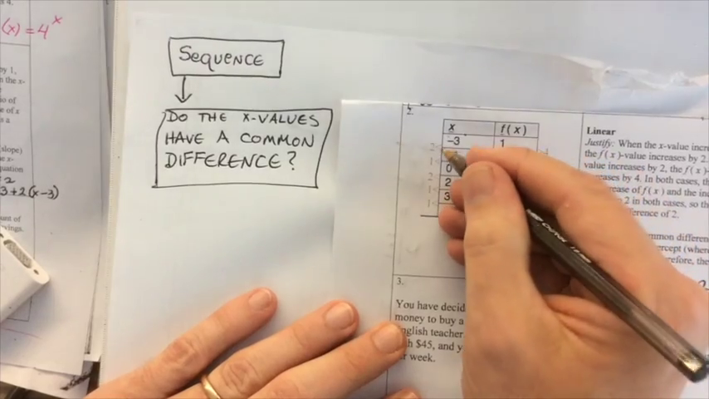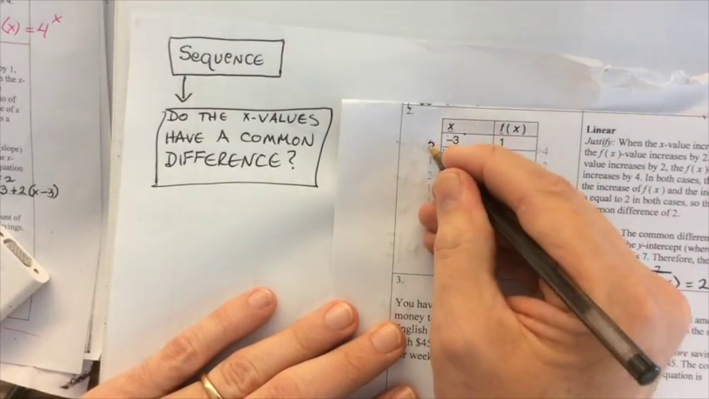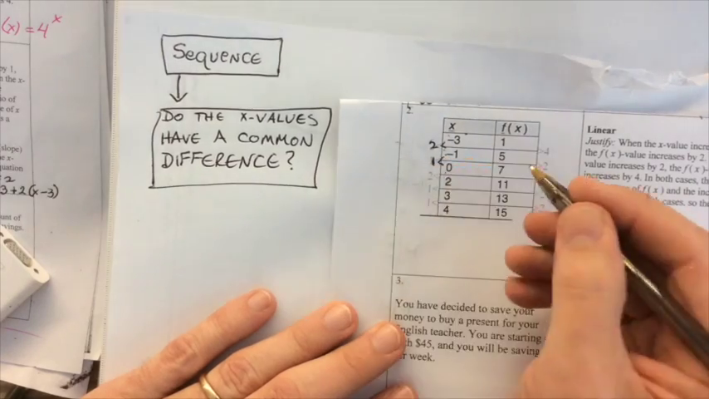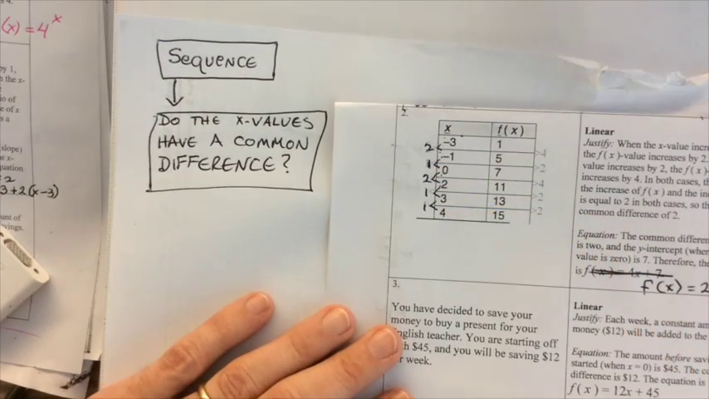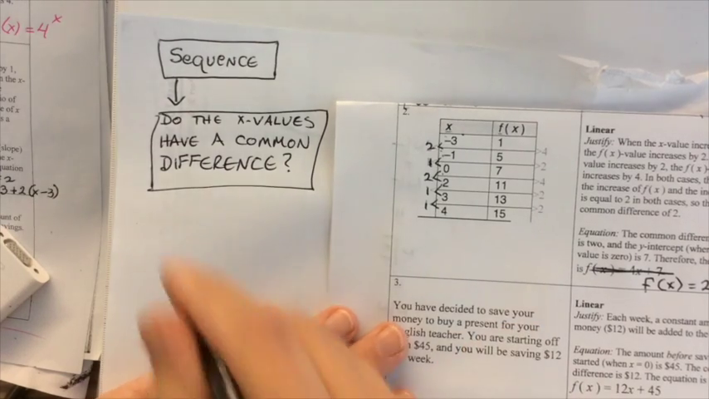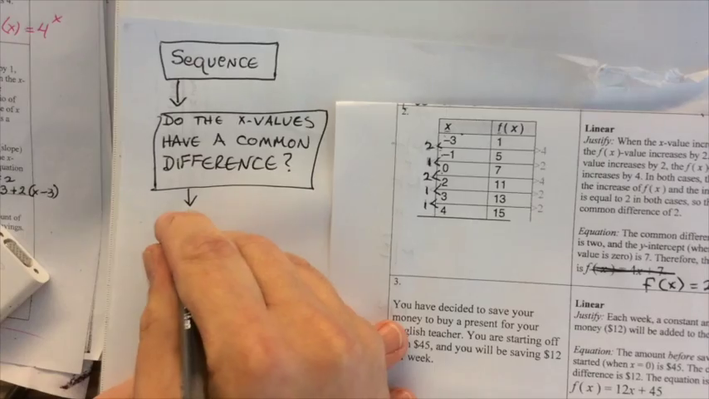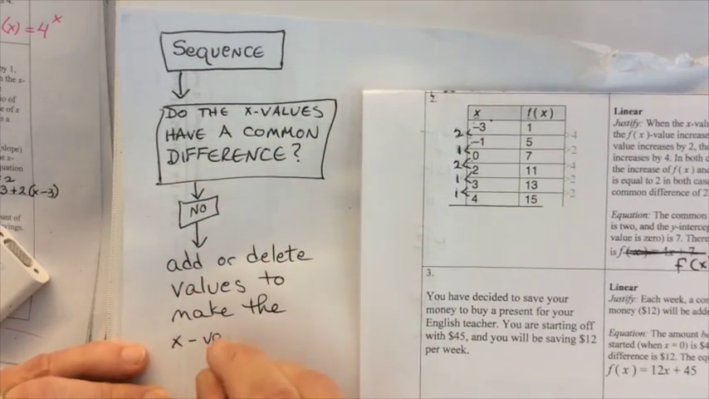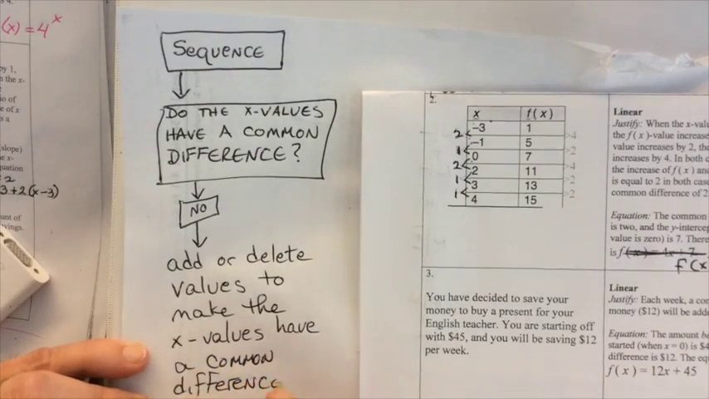What's the difference from here to here? 2. And the difference from here to here? 1. So those are the differences, and they're not the same. So what do you do if the answer is no? You try to add or delete values to make the x values have a common difference.